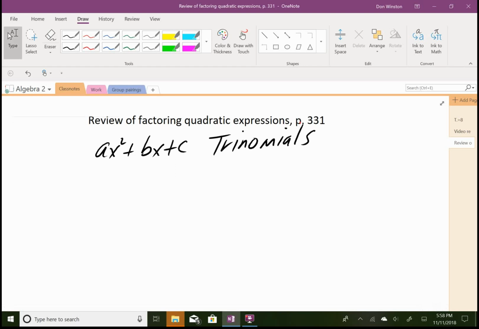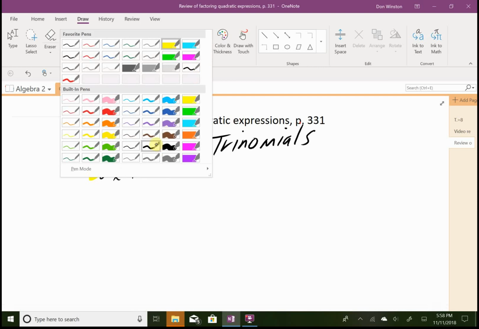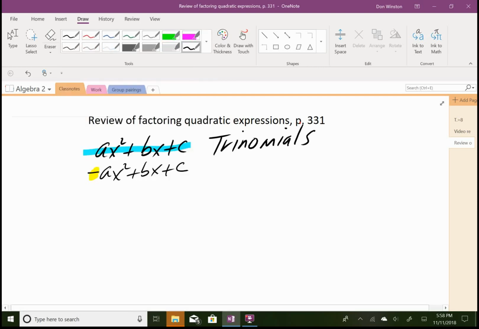Okay, the third type of quadratic expressions that we'll factor, it's again of the form ax squared plus bx plus c. More technically, it's of the form negative ax squared plus bx plus c. What makes this problem different than the other one is that we have a leading coefficient whose sign is negative.